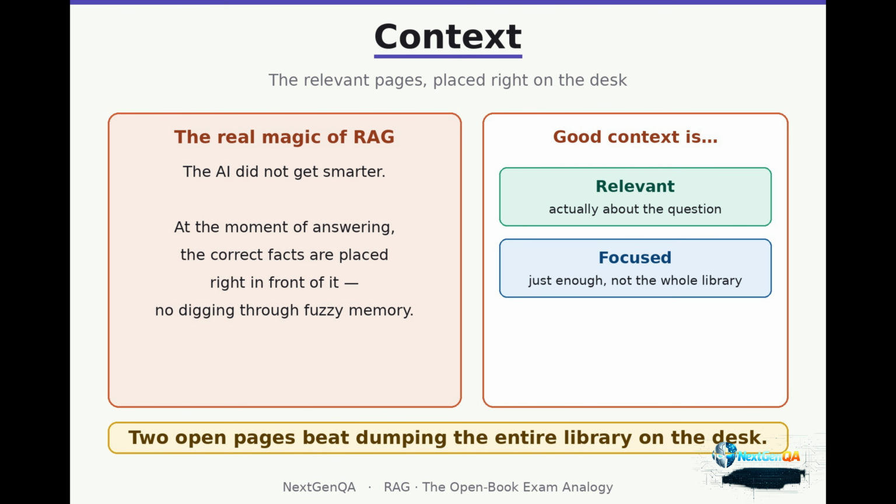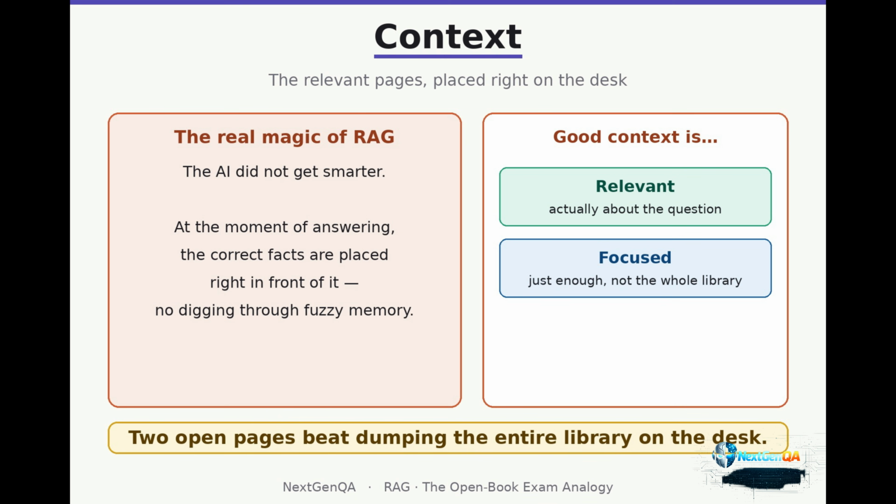Context. After retrieval, we have a small stack of the most relevant pages. That stack placed right next to the question is the context. In the open book exam, context is literally the open pages on Ravi's desk while he writes, not the whole textbook. He does not need all 600 pages, just the 2 or 3 pages that answer this question. This is the most underappreciated idea in RAG.